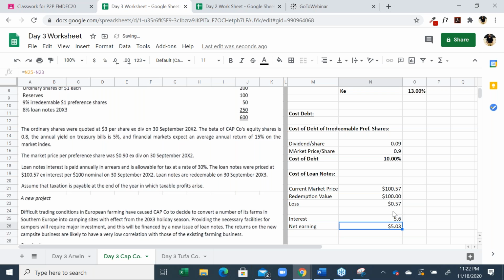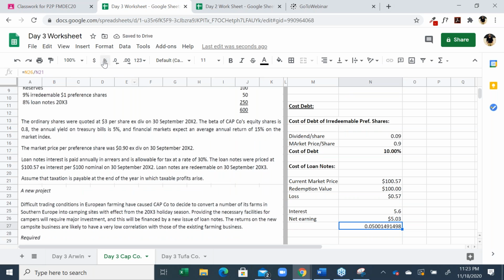And this net earning is against a total investment value of 100.57. So if we want to convert it into percentage, we should divide the earning by the amount of investment. In percentage form, it is going to be 5%, and that's called cost of debt. This is simple because it was redeemed in just 1 year's time. Otherwise, we would have gone through the IRR procedure for calculating the cost of debt.